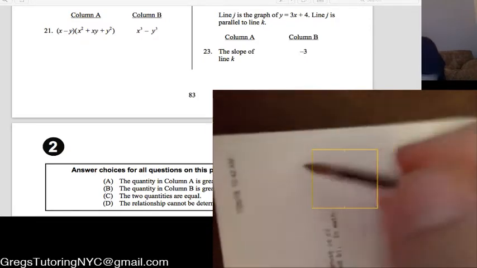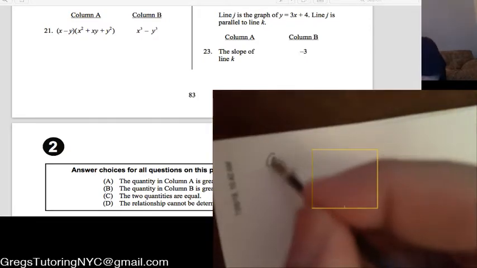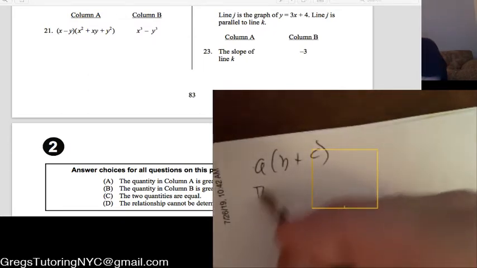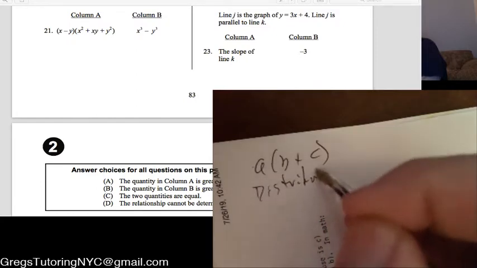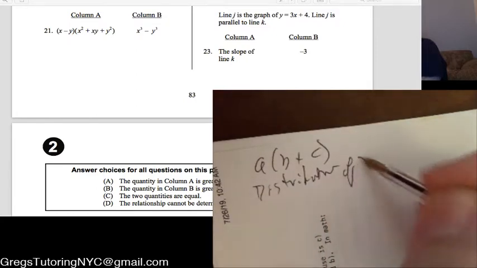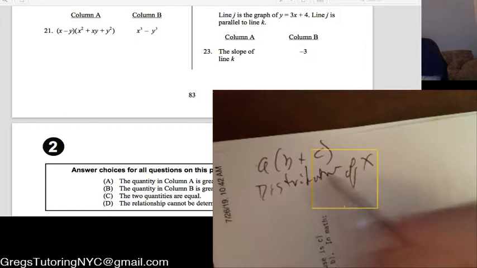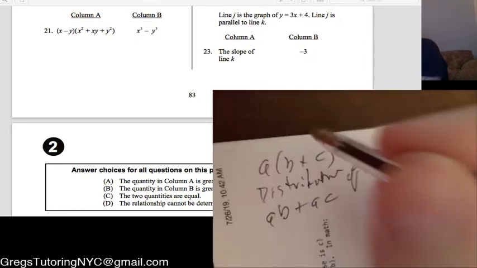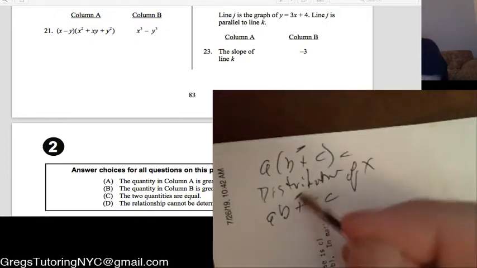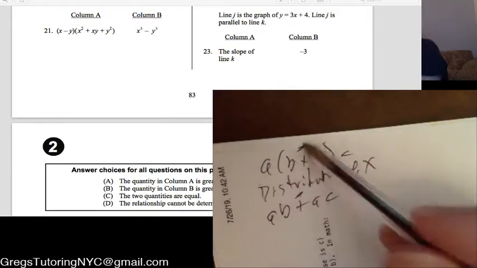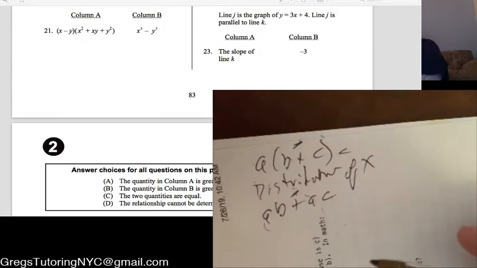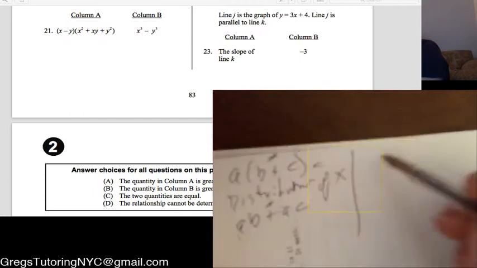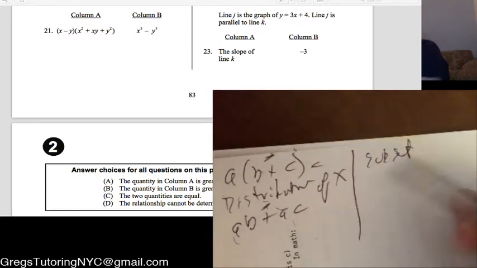So we have A times B plus C, which is called the distributive property of multiplication. So it means A times B plus A times C, and there's a subtraction version of it as well. So A times B minus C is the same as AB minus AC. So we're using plus here. So it turns out that the distributive property is actually a subset of FOIL.